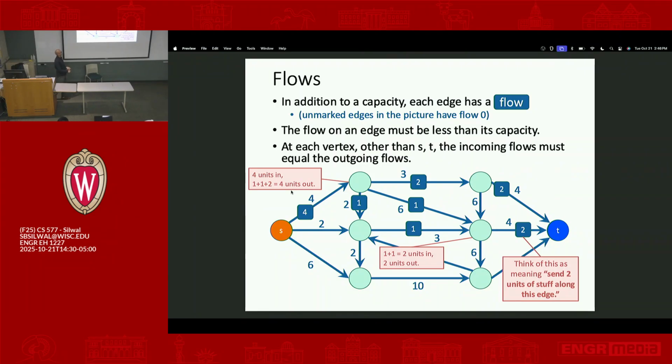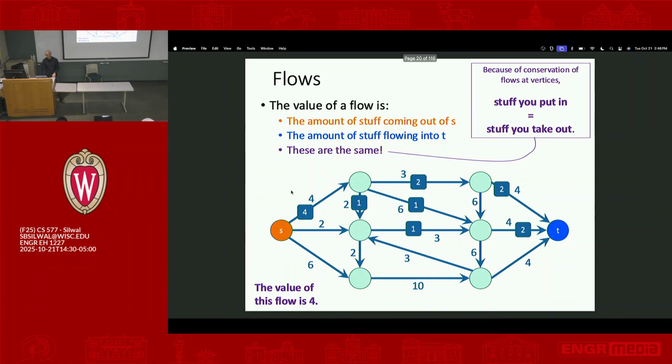The other constraint that has to be satisfied is that for every internal node, the stuff that goes in has to be equal to the stuff that goes out. You cannot magically create stuff, or magically hide stuff. So that's called a flow. Any other confusion, comments? Questions?